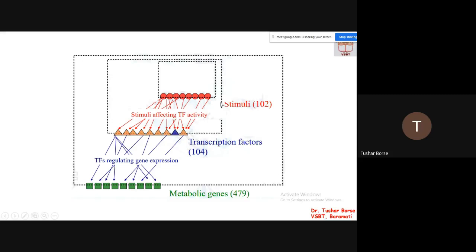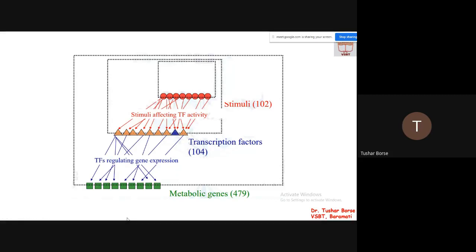So there are different types of stimuli which are responsible for the generation of the different transcription factors, and these different transcription factors are regulating the metabolic genes. And these metabolic genes are then affecting the actual metabolite production, right?